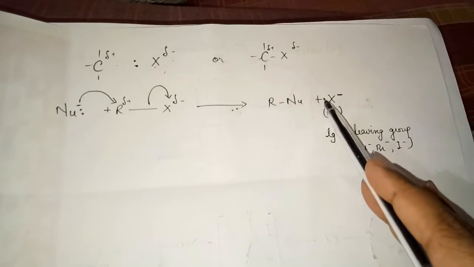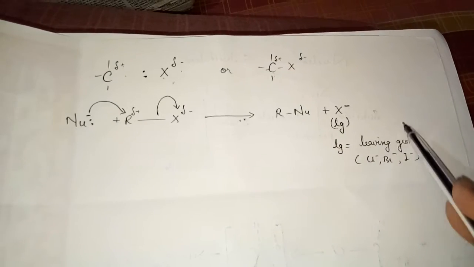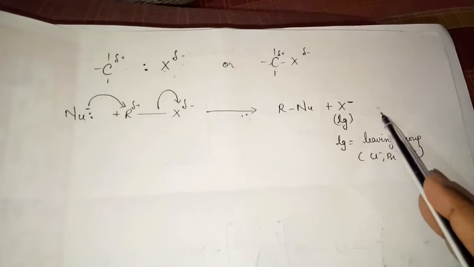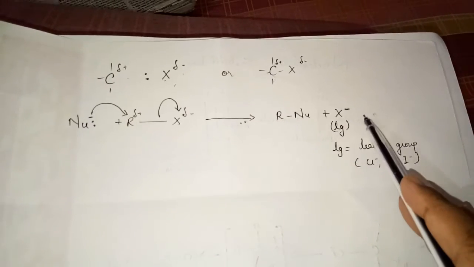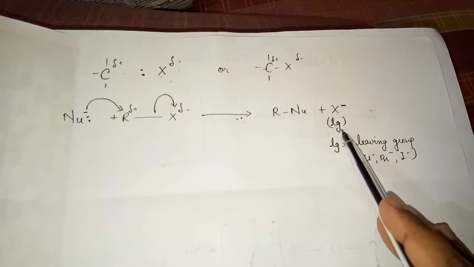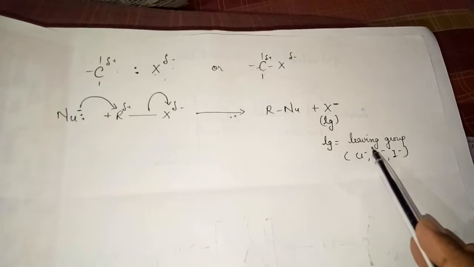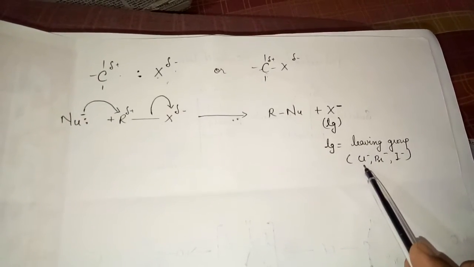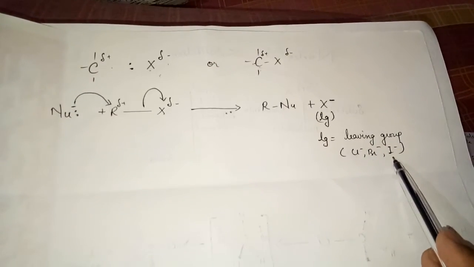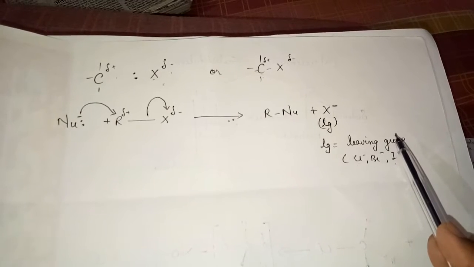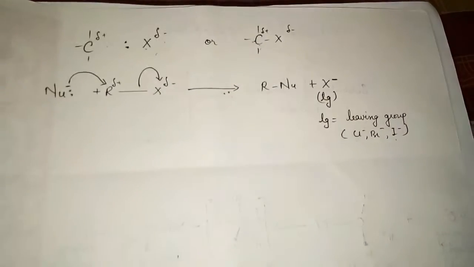And a group, atom or group, in this case halide, which leaves with the bonding pair of electron is called a leaving group. Here I have represented it as Lg. Leaving groups may be Cl, Br, I. Better the leaving group, more facile is the nucleophilic substitution reaction.